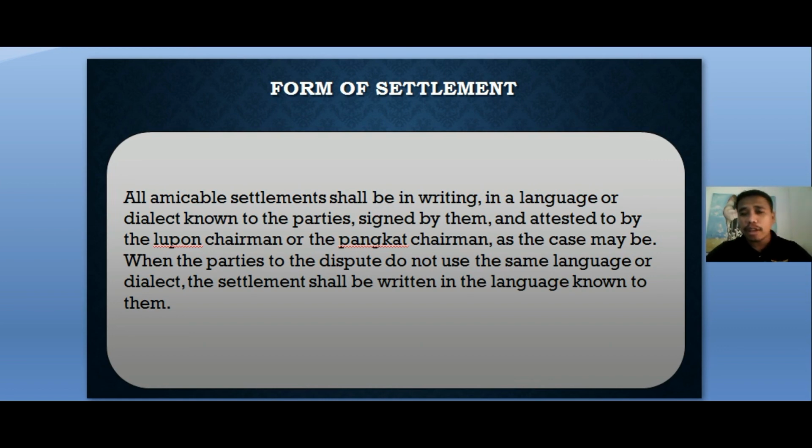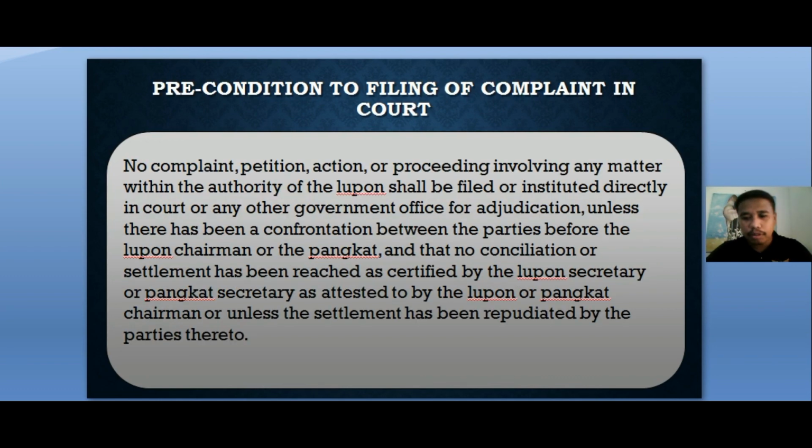So, it is very important to note that all settlements in the barangay or inside the lupon should be put into writing, and the language that should be used is the language that is known to the two parties, both the accused and the complainant.